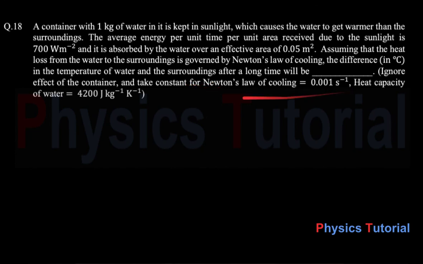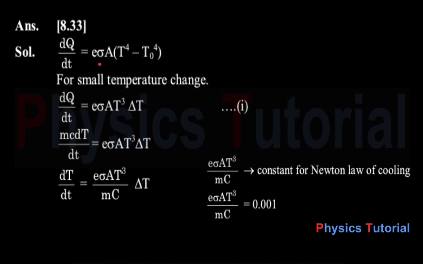Given is the heat capacity of water, 4200 joule per kilogram per Kelvin. As this problem is from Newton's law of cooling, you have to use the Newton's law of cooling formula. Let's start. dQ/dt is equal to eσA(T^4 minus T0^4), where A is the area of cross section, and eσAT^3 upon mc is the constant for Newton's law of cooling, which was given as 0.01. So dQ is equal to mc dT, and you can use that. So eσAT^3 is mc times delta T.